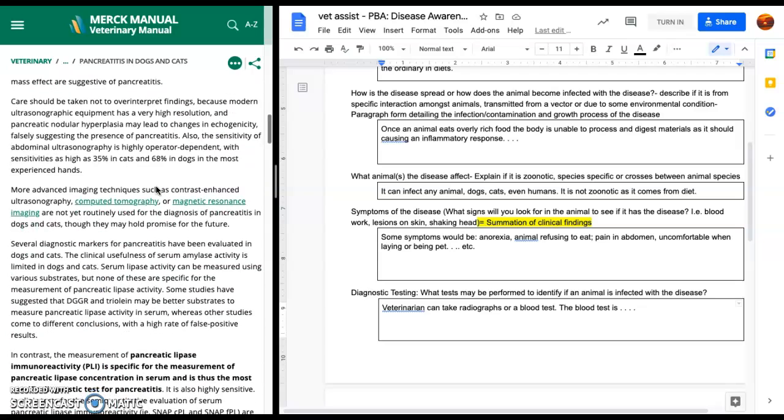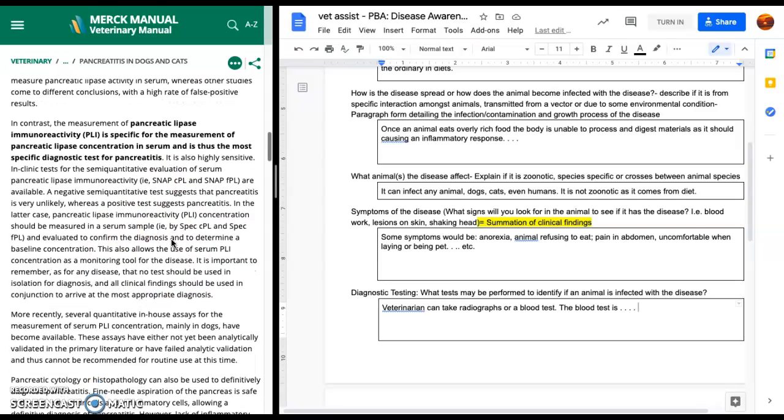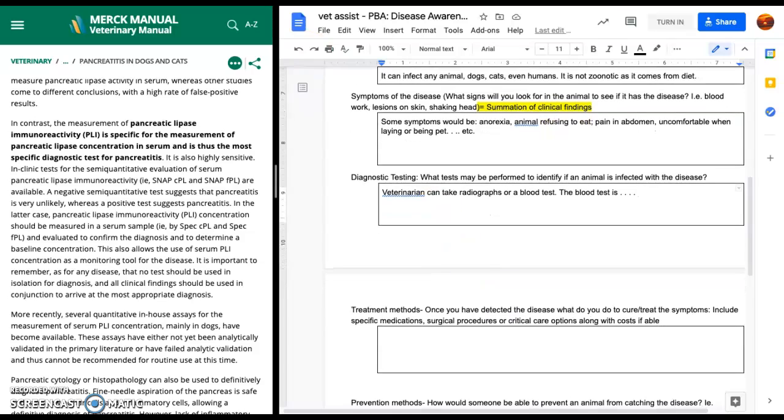And that's a blood exam. So here, in contrast, to measure pancreatic lipase is the specific measurement of pancreatic lipase concentration in serum, a significant diagnostic test. So we really want to do this blood test, right? So that absolutely is going to get talked about. And later, so here's the different types of tests that are given, and I can have that information in here. Alright, so all of this is going to get summed up and put into this box.